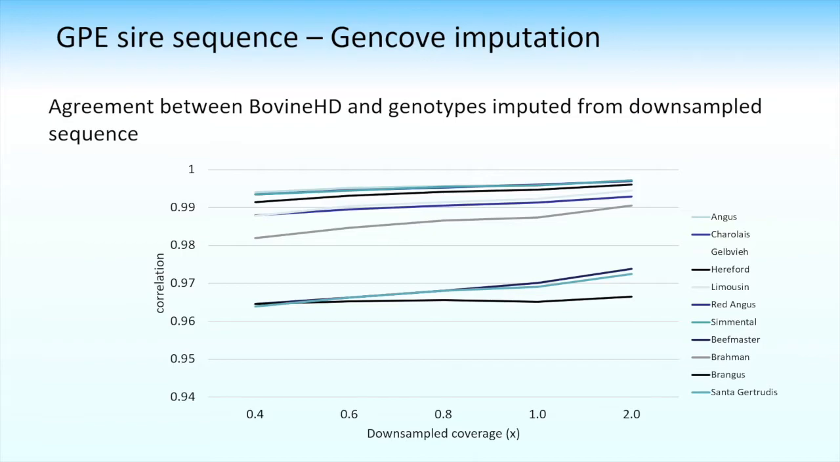The imputed bull genotypes were compared to their genotypes from the high-density chip. Correlations between imputed and chip genotypes were generally greater than 0.9 for the Taurus bulls, and increased slightly with higher coverage. Imputation accuracy was a bit less for the Brahman bull, between 0.98 at 0.4x up to 0.99 at 2x. Lowest accuracy was for the composite Beefmaster, Brangus, and Santa Gertrudis bulls. Accuracy for these breeds might be increased by increasing representation in the reference panel.